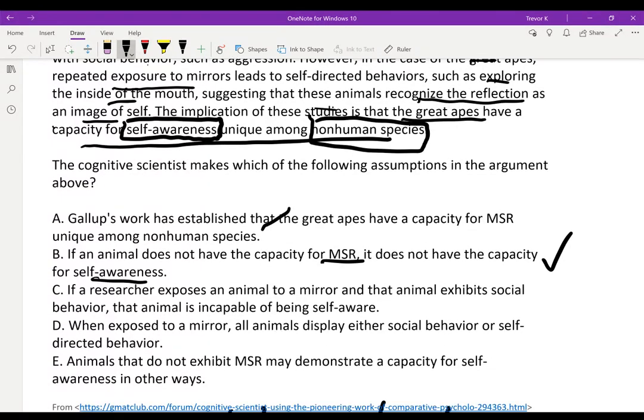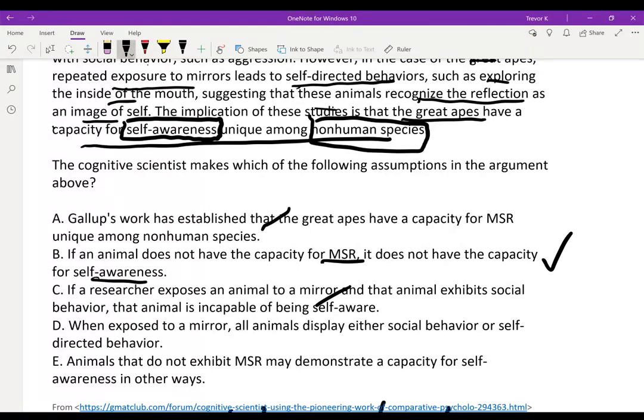If a researcher exposes an animal to a mirror and that animal exhibits social behavior, that animal is incapable of being self-aware. No, so that's not what we want. We just want that if they never exhibit the self-directed behaviors, then they're not self-aware. But it's not if they ever exhibit social behavior.